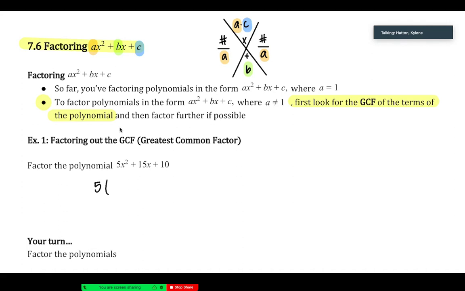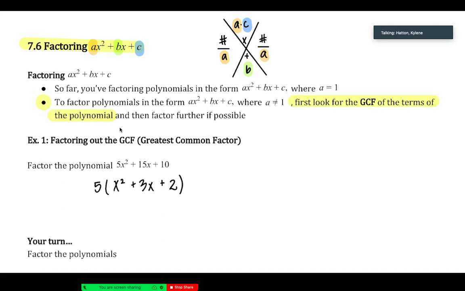So to figure out what I'm left with, I can think 5 times what will get me back to 5x squared. It'd be 5 times x squared. And 5 times what would get me back to 15x? That'd be 3x. And then 5 times what would get me back to 10? It'd be 2. So I have 5 times x squared plus 3x plus 2. I factored out the GCF, but I'm not done there.